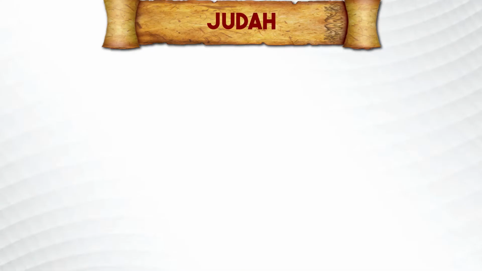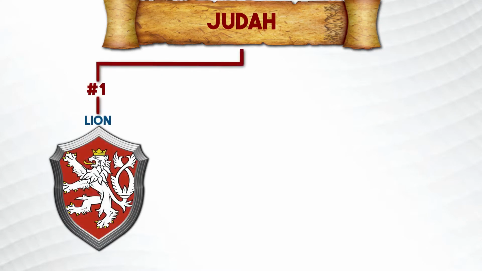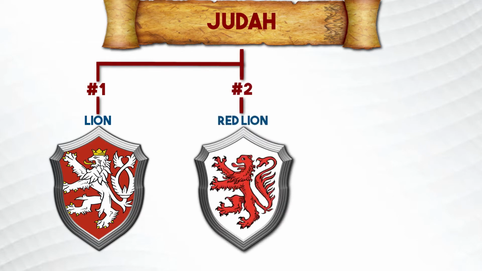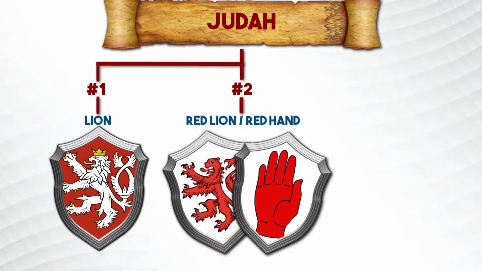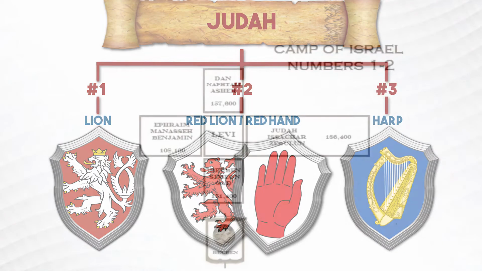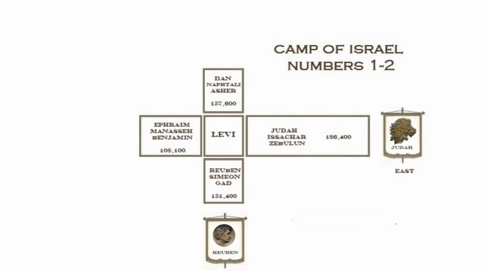Next up, Judah. He had but one primary symbol, and that was the lion. However, there's more to it, as there were two separate tribes of Judah. So you have the blood red lion, or sometimes instead the blood red hand, and alternatively King David's harp, the first Judah king. So the lion symbol again was from the eastern camps, which Judah was the head of.